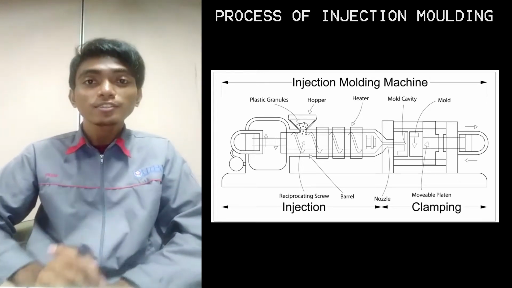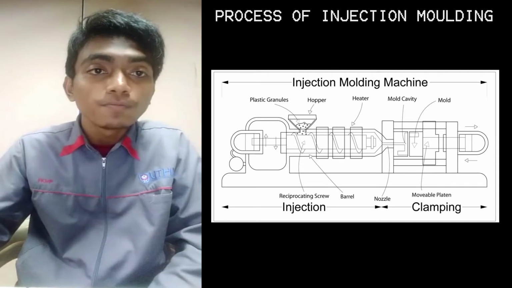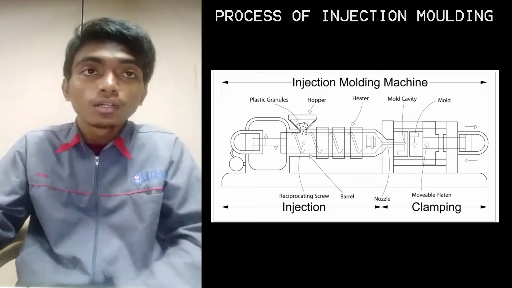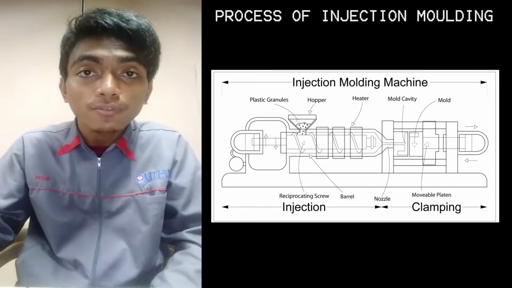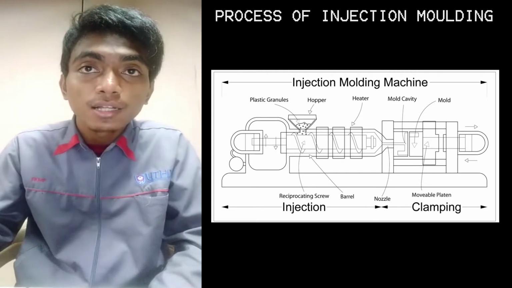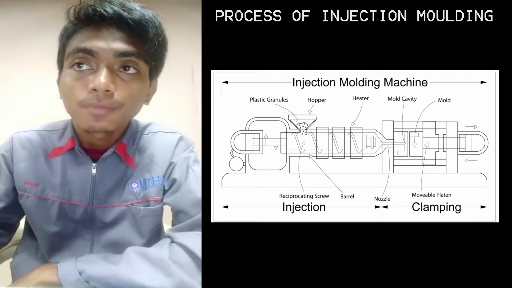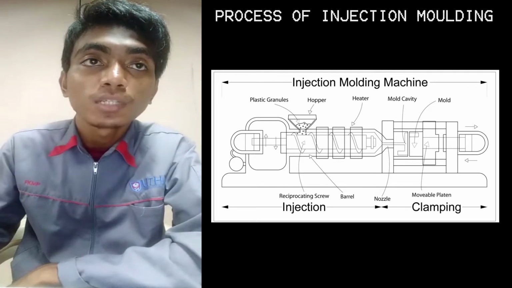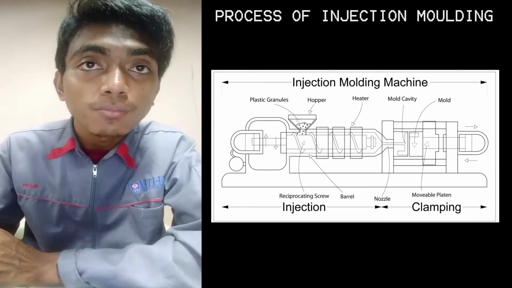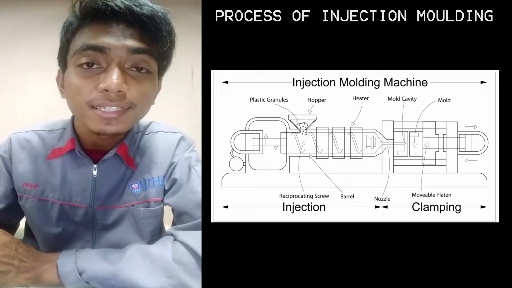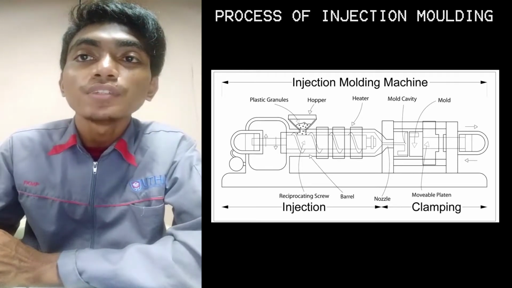Okay, for the next process, the clamping unit. As we know, prior to the injection of the molten plastic into the mold, the two halves of the mold must be closed by a clamping unit. The front half of the mold, called the mold cavity, is mounted to a stationary platen and aligned with the nozzle of the injection unit.